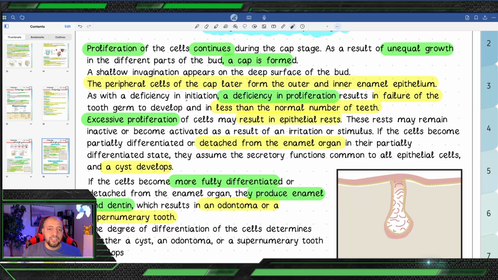As with a deficiency in initiation, a deficiency in proliferation results in failure of the tooth germ to develop and in less than the normal number of teeth. Excessive proliferation of the cells may result in epithelial rests. These rests may remain inactive or become activated as a result of irritation or stimulation. If the cells become partially differentiated or detached from the enamel organ, in their partially differentiated status they assume the secondary function common to all epithelial cells, and then a cyst develops.